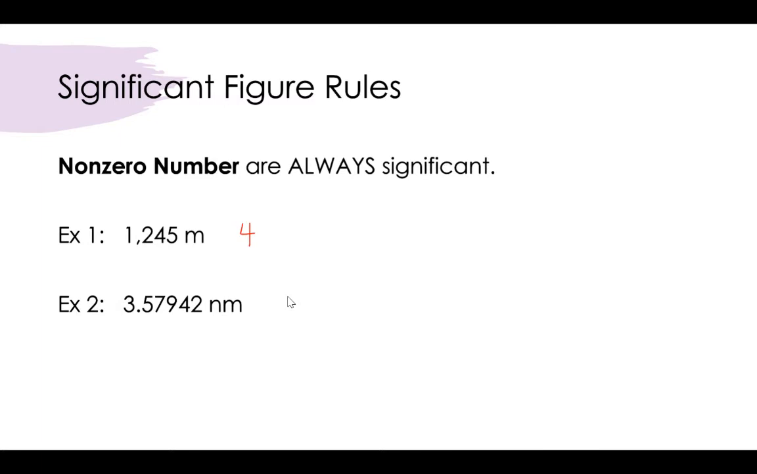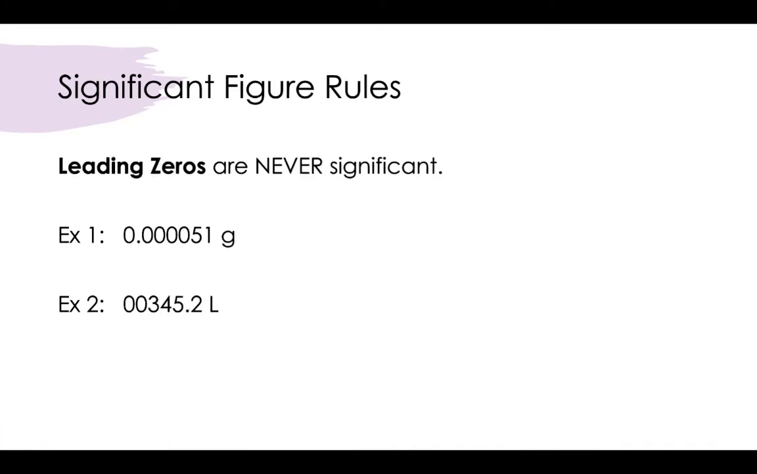And so that means that each of those numbers lends to the precision of my measurement. In the second example, I have 3.57942 nanometers. So I have 6 non-zero numbers, so I have 6 significant digits. So now let's talk about zeros.